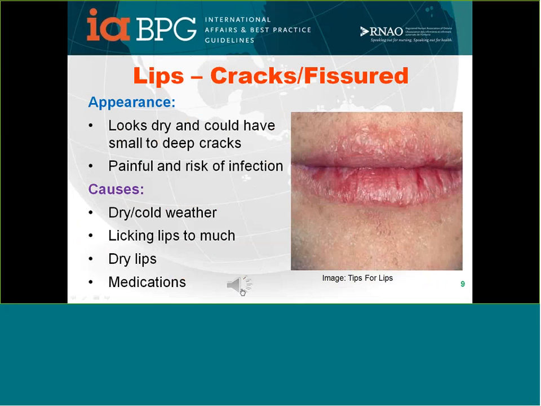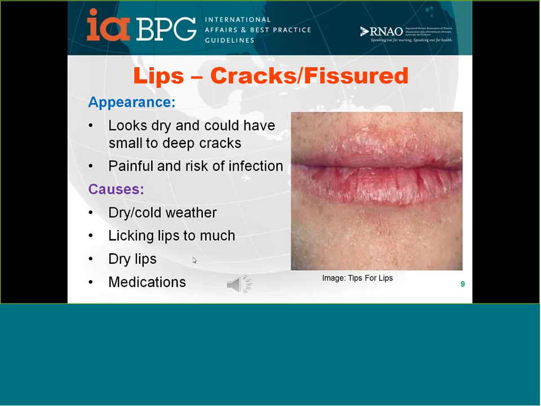So cracked or fissured lips are common findings in a lot of clients. They can be caused by recurrent mouth breathing in the client, or they could just be caused by certain medications. If cracked or fissured lips are happening a lot, then it might be a sign the client is having difficulty breathing through the nose and has to breathe through the mouth more.